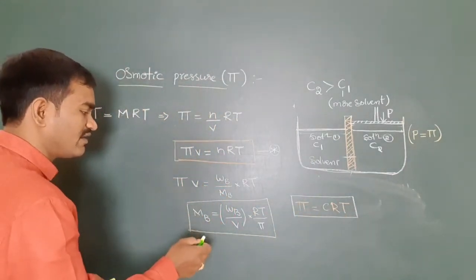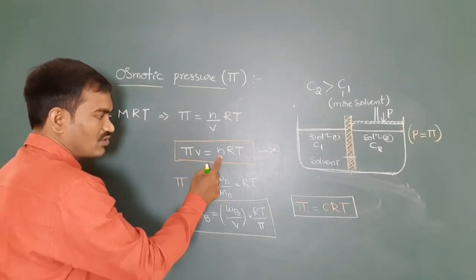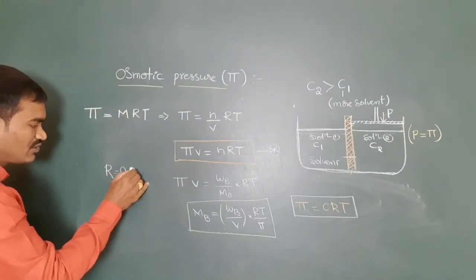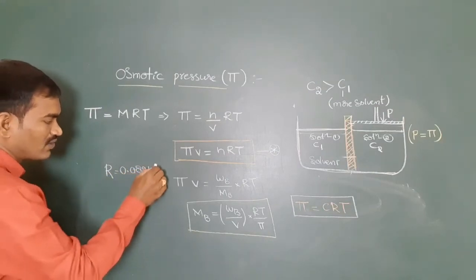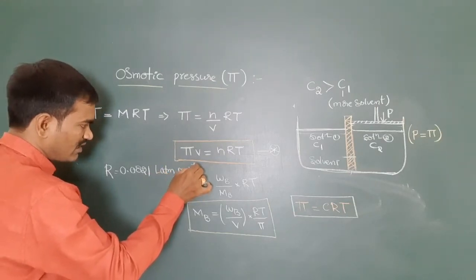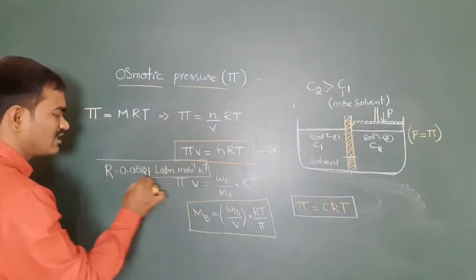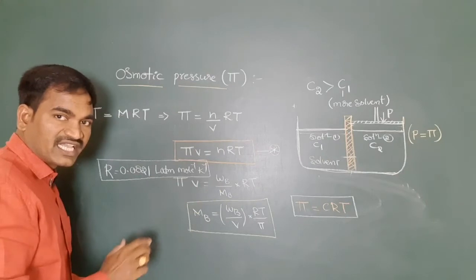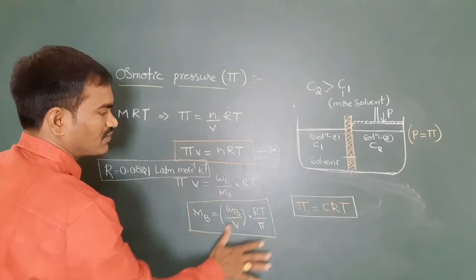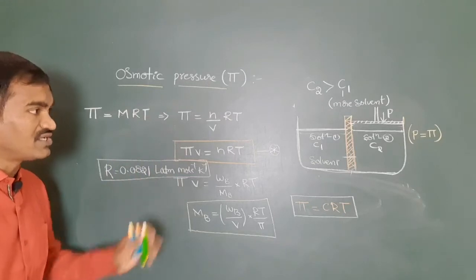So I think you know very well: pi is osmotic pressure, V is volume, n is number of moles, R is the gas constant, 0.0821 liter atm mole inverse Kelvin inverse. Not only this one, many units are there based on the problem, so we take the given units. Is it clear? Up to here we don't have any problem. This is about osmotic pressure, right?